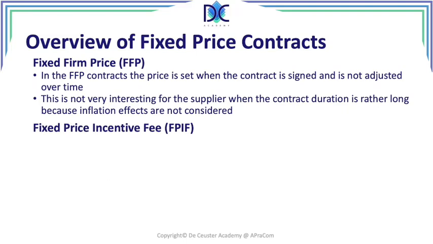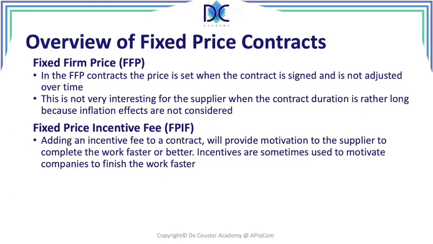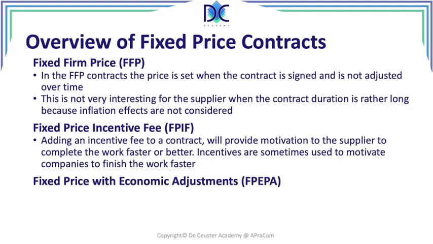Fixed price incentive fee, FPIF. Now here we add an incentive fee to the contract. This incentive will motivate the supplier to complete the work faster or better, and it is mainly used to finish the work faster. So when you finish the work faster, you will get a reward, an incentive, an additional payment on top of the fixed price.